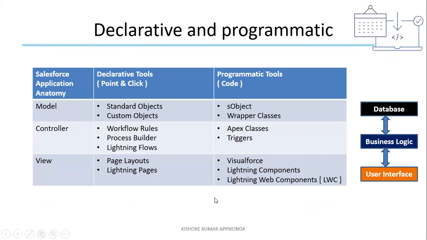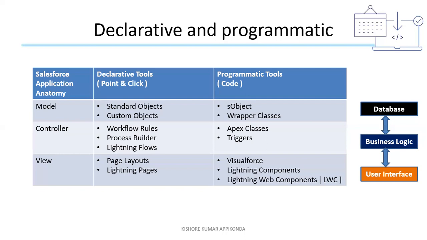First of all, what is the difference between declarative and programmatic structure in Salesforce? Declarative is point and click. Without writing any code, you utilize the particular functionality inside Salesforce. That is declarative. Programmatic means you have to write the logic. Those we may call programmatic. If you have built anything in development, we call it programmatic.